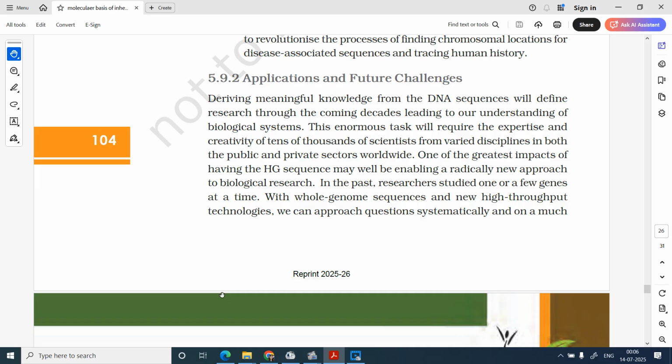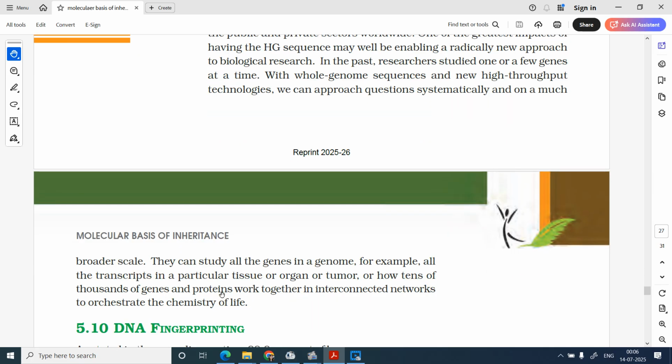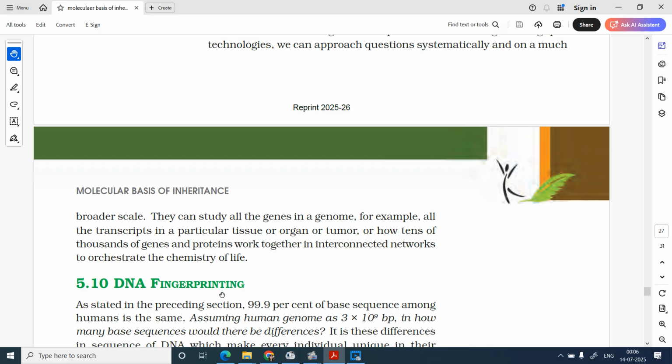In the past, research studied one or a few genes at a time. With whole genome sequences and the new high throughput technology, we can approach questions systematically and on a much broader scale. They can study all the genes in a genome, for example, all the transcripts in a particular tissue or organ or tumor, or how tens of thousands of genes and proteins work together in interconnected networks to orchestrate the chemistry of life.